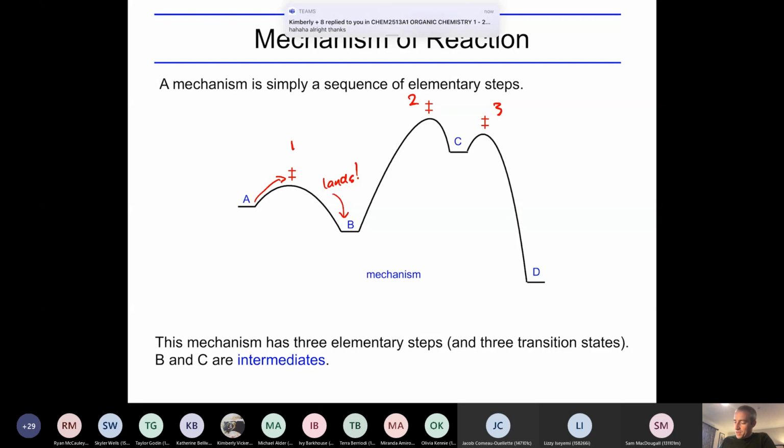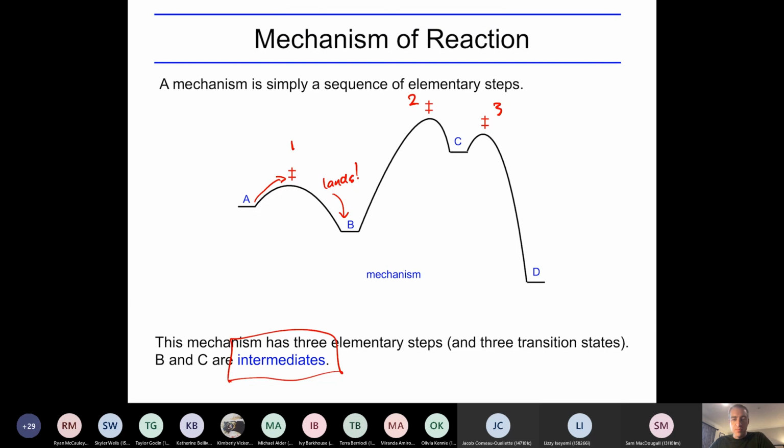So we call B and C intermediates, or stopovers if they're flights. So B is something that would be created at the start. You know, it would be created as a result of the first step, but then it's consumed kind of right away and forms C.